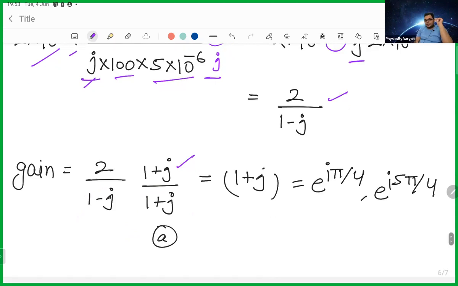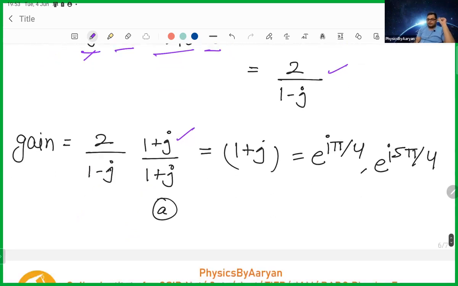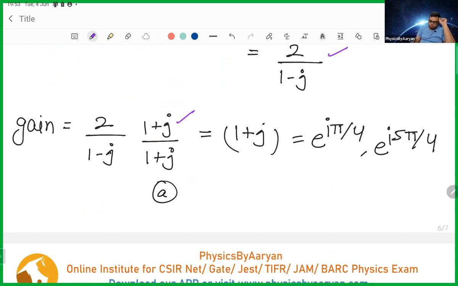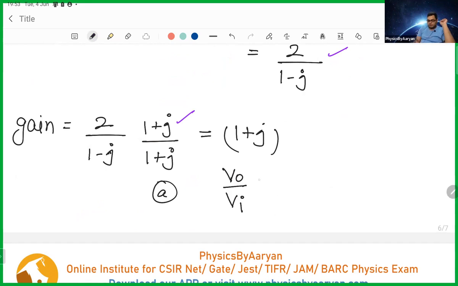By looking at the final answer, you have to tell about the phase shift. So let me remove this first of all. This is not true. So you get a final answer of 1 plus j. Now I want to bring something in your mind, that V output by V input is actually minus of JF by J input. All you have done is finding JF by J input, which is 1 plus j. In reality, there should be a negative sign also because of the non-inverting terminal.